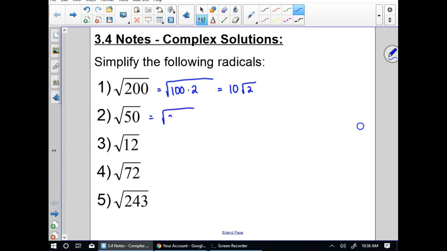So here you're going to break this down into 25 times 2, and we can take the square root of 25. It is 5. It goes on the outside of the square root. We cannot take the square root of the 2, so it stays on the inside.